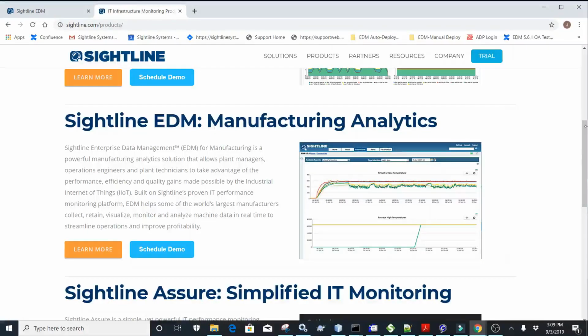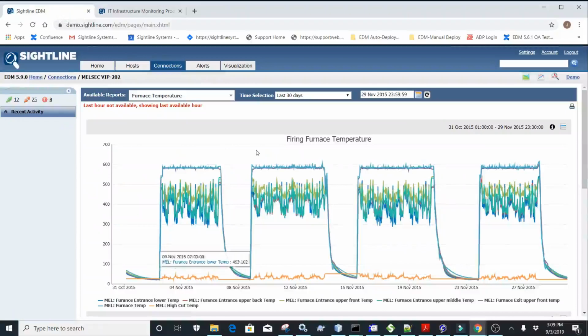I'm an engineer with Sightline Systems, and today we're going to be exploring some of the root cause analysis capabilities that EDM offers to the manufacturing space. Let's get started. I've gone ahead and rendered some data here in EDM.